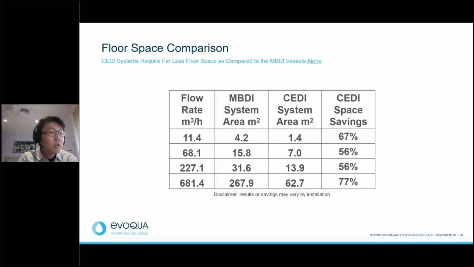In terms of floor space comparison, it is obvious that CDI modules have more floor space savings, as it's possible to stack up the modules. So if you have an existing mixed bed plant and you want to increase the flow capacity, using CDI modules is one good way to increase your plant capacity.